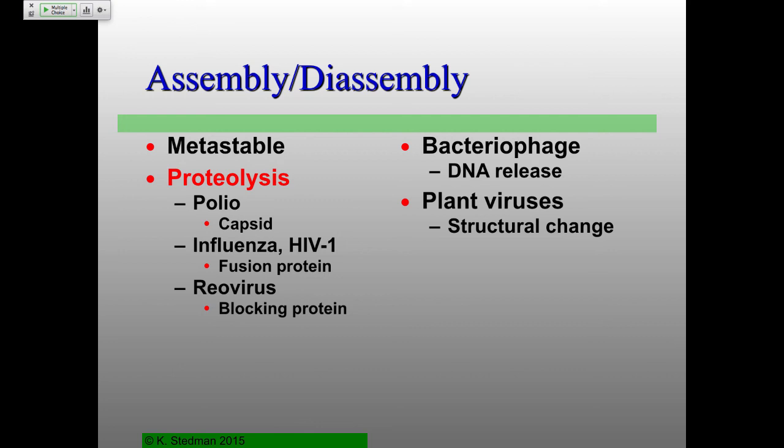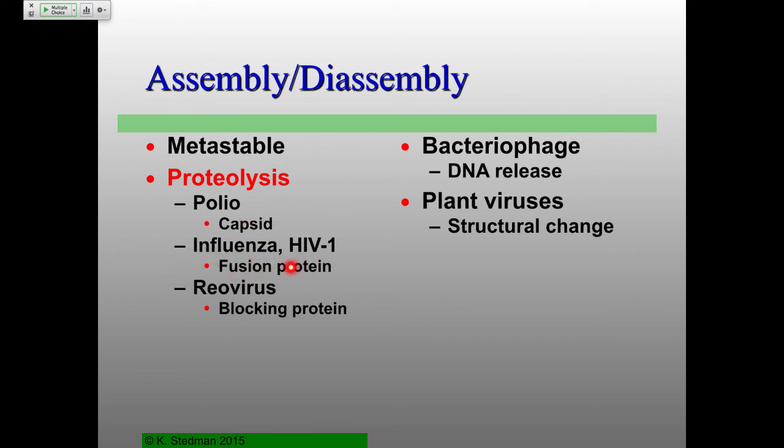Finish up talking about more disassembly rather than the assembly process. We talked about virions being metastable, so outside stable, inside falling apart. One way that this is done is through proteolysis. We'll see proteolysis come up again and again and again. Proteolysis seems to be the very last step very often in putting virus particles together. For polio, it's the capsid protein that's actually put together through proteolysis of these individual VP1, 2, and 3 coming together.